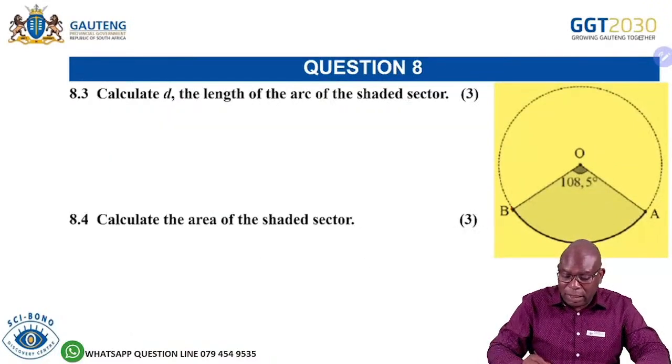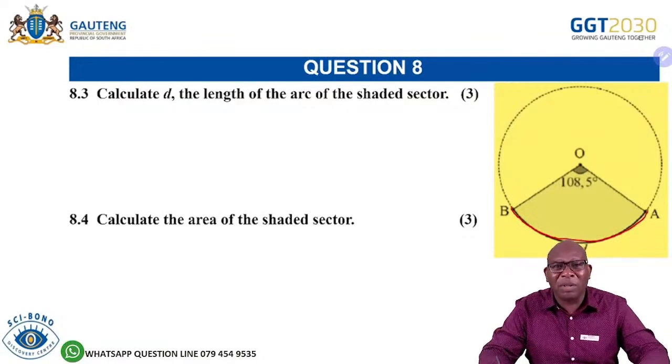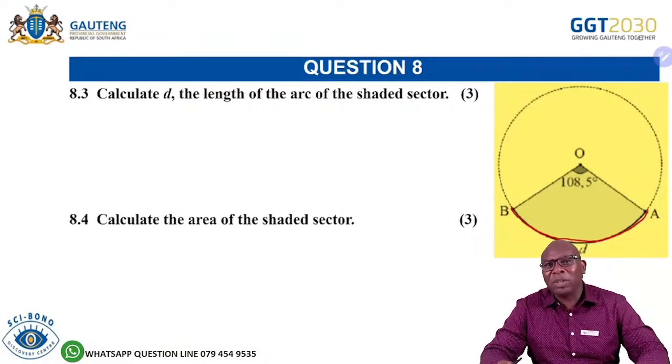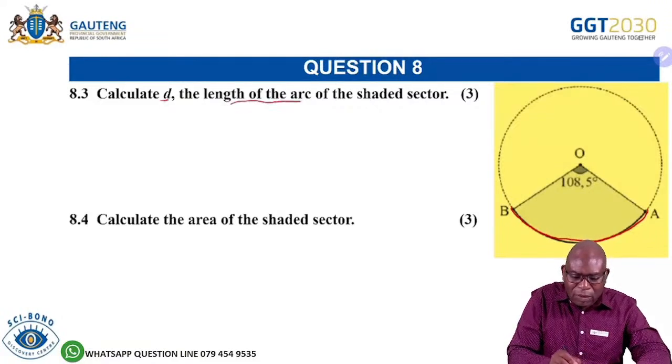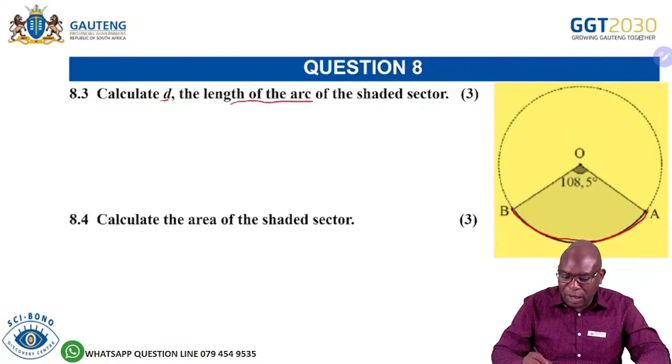The D is the length, an arc length. So they just wanted to trick you a bit. D is not a diameter. Don't come here and write D equals 10.84 because you said D stands for diameter. No. They said D is the length of the arc.